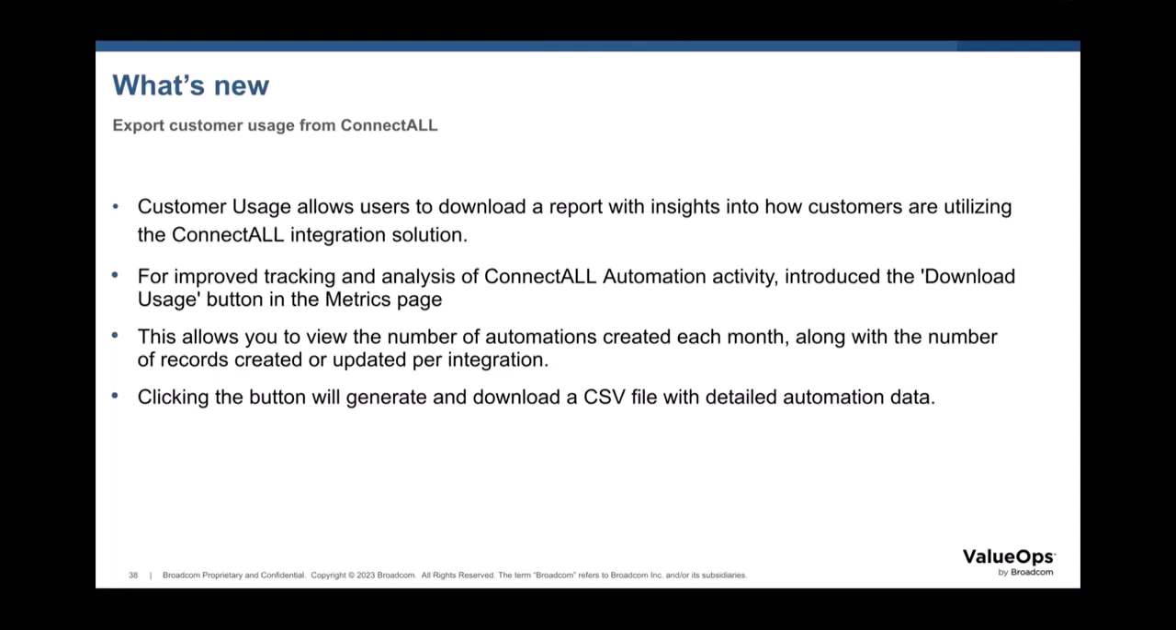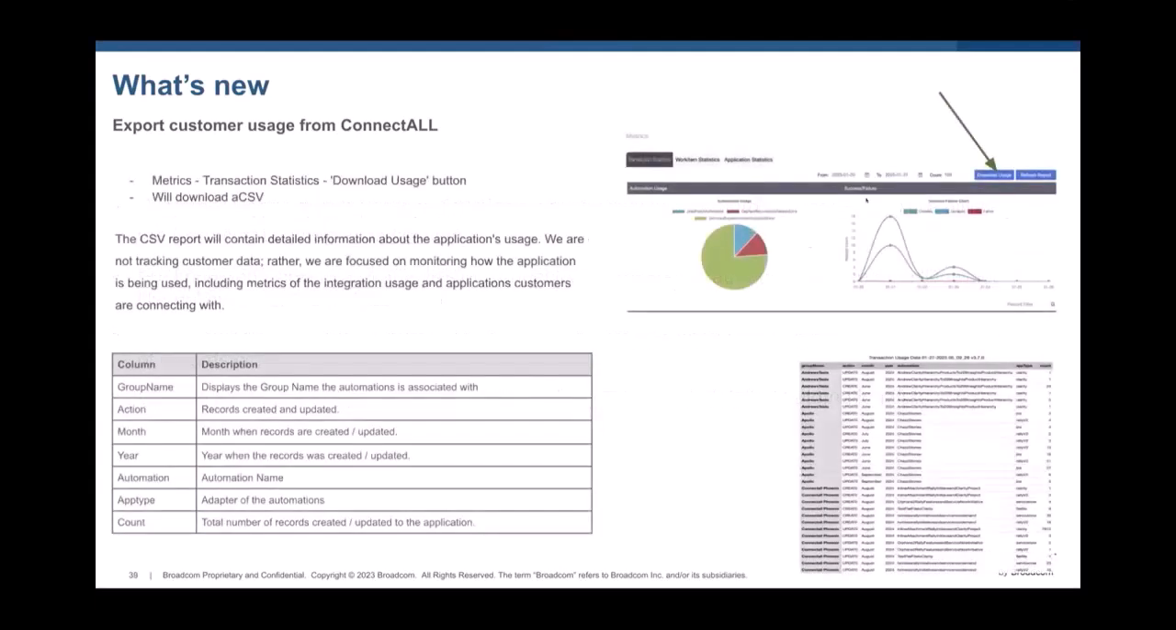Telemetry is something that we are building in our upcoming PI, which will gather the telemetry for us. But in this, we just wanted to know how our on-prem customers are using our applications, how many synchronizations are happening, how many records are getting created, and what the adapters are. We are trying to get those details using this download button in the metrics page. So basically, we have introduced a download usage button here on the metrics page.